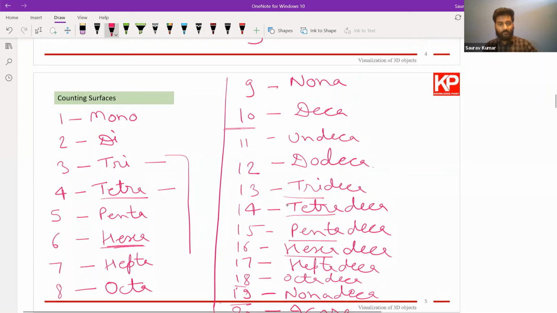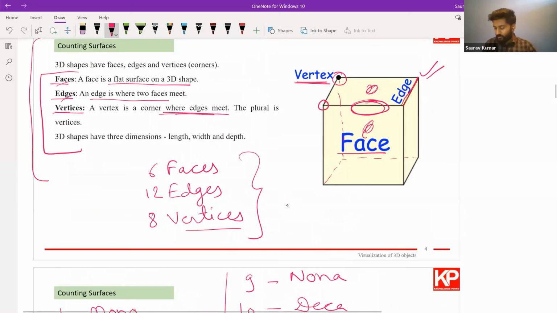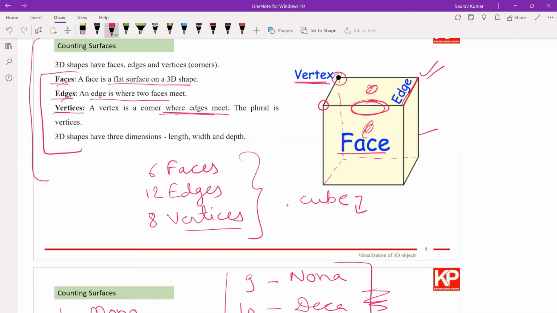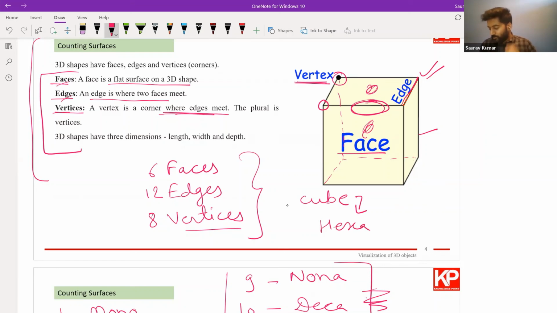So now tell me what would be the name of a cube? We all know this figure by the name of cube, but what would be its name based on these things that we have studied here? Sir, hexa. Yes, hexahedron it would be. You took the hexa part correctly. It would be hexahedron.